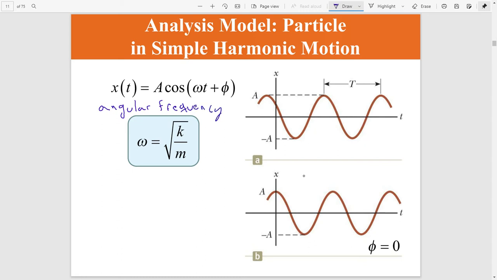What the angular frequency determines is basically how fast the system oscillates. So the faster it moves back and forth, that means it has a much bigger angular frequency than a slower moving spring block system. The units of angular frequency are radians per second.